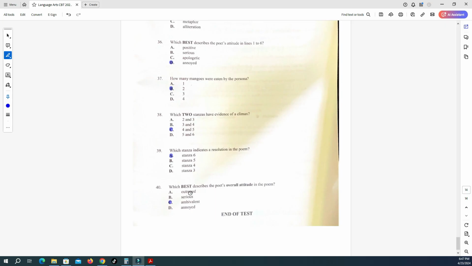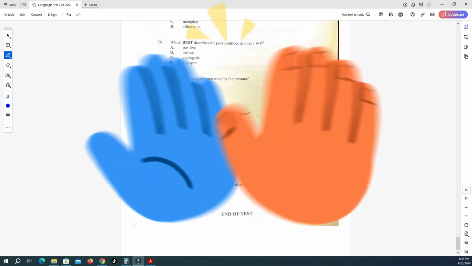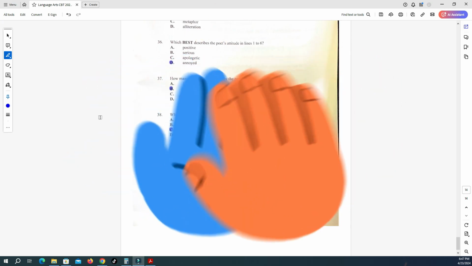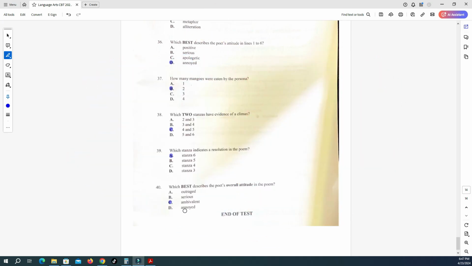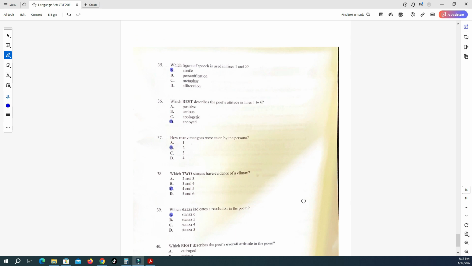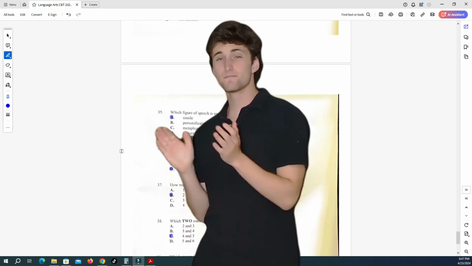Number 40. Which best describes the poet's overall attitude in the poem? I chose ambivalent because it was up and down. It wasn't really, I think, outrage. I think he was annoyed at one point, and then he was happy or satisfied, I would say. So I chose ambivalent. And this is the end of the test.